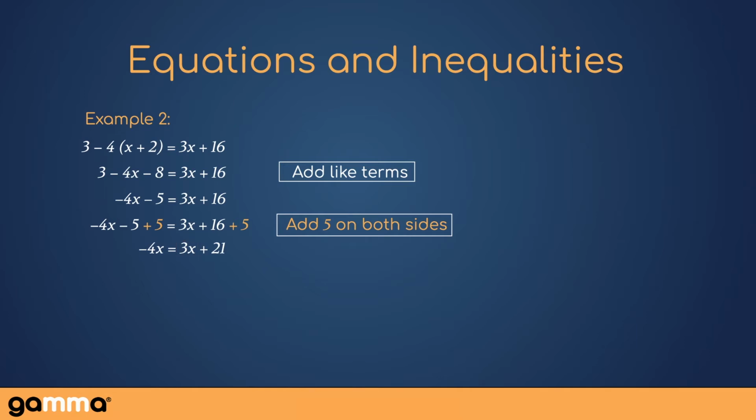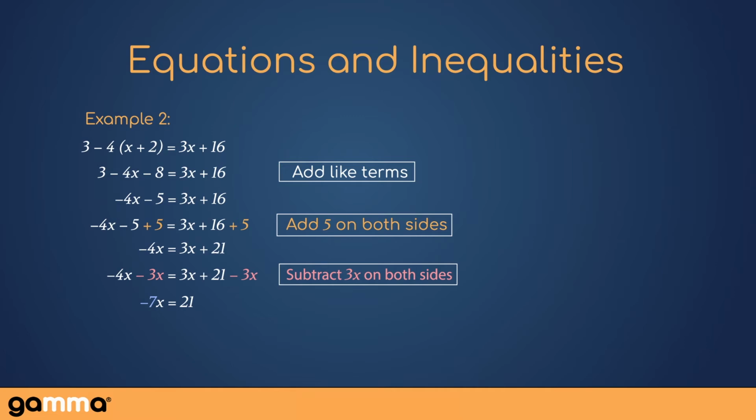So to do that, we'll need to subtract 3x. So we need to subtract on the left-hand side and also need to subtract on the right-hand side. So we will have minus 4x minus 3x is equal to 3x plus 21 minus 3x. And then we simplify. So minus 4x minus 3x, that will give us minus 7x is equal to, so 3x minus 3x, that's 0. So that will cancel off. So we'll be left with 21.